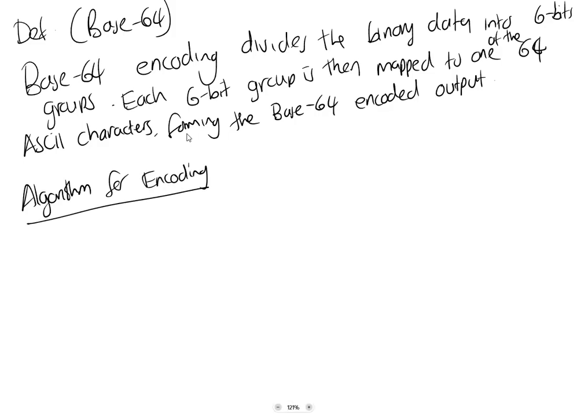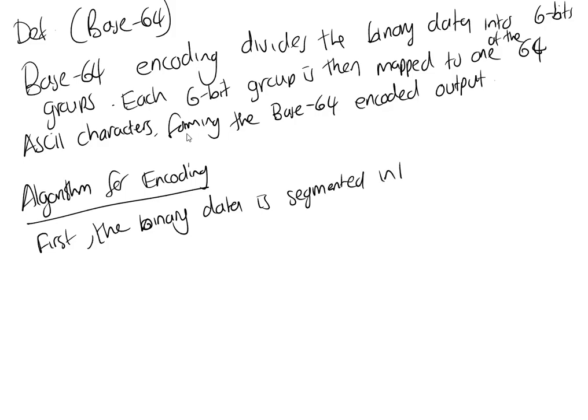So the algorithm for encoding. First, the binary data is segmented into groups of 6 bits. When I say binary data, I mean the characters that you want are converted into the ASCII binary digits that correspond to each character. I'll show you an example now, but that's what I mean by binary data.